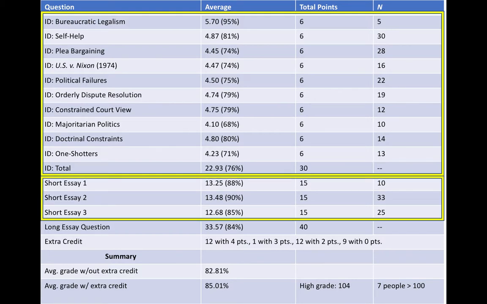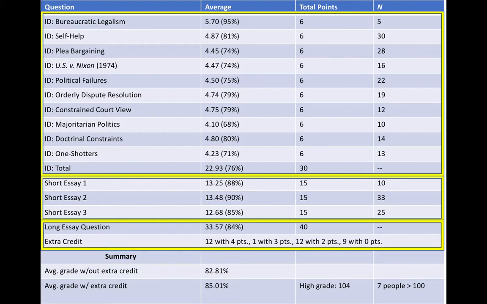So moving on to the short essays, this is really where you guys tended to do really well. The vast majority of you answered short essay number 2, and you did so in a pretty good way. The average points there, 13.48 points out of 15, good for 90%. Short essay 3 was the second most popular at 85%, and short essay 1, which 10 of you did, you guys averaged 13.25 points on that one. And your long essays were really good as well. 33.57 points out of 40 was the average, which is good for an 84.